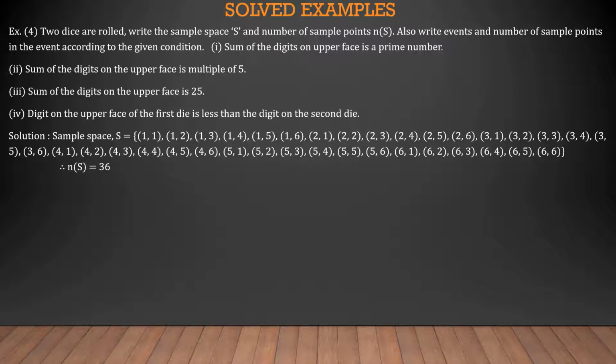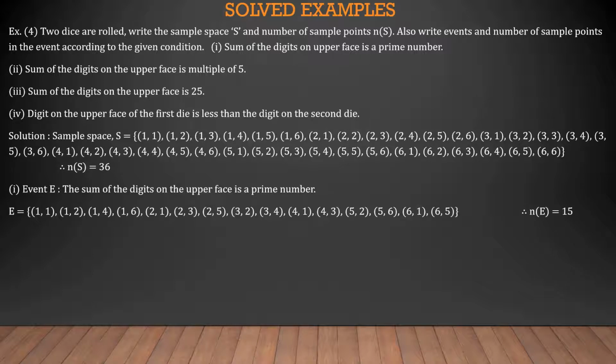Now let us see the events and the sample points in the events. First is event E: the sum of the digits on the upper face is a prime number. We have to write down the sum of the digits on the upper face, and it should be a prime number. So for 1 plus 1 we have 2, which is a prime number, so that can be taken in event E. (1,2) is taken because 1 plus 2 is 3.